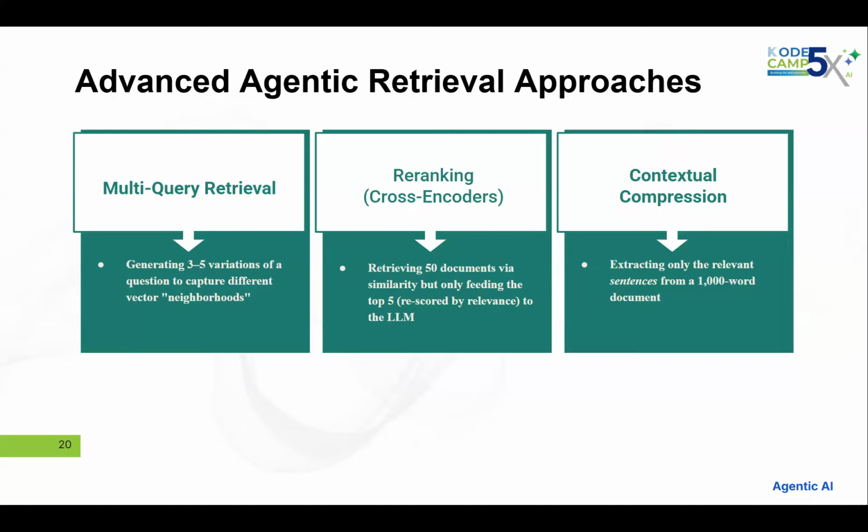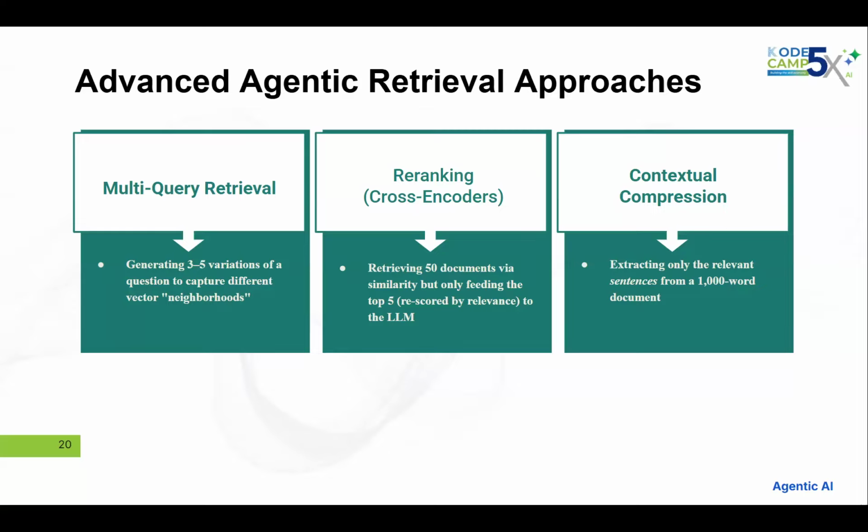Another advanced approach is re-ranking. This is by using cross encoders. Here, the agent retrieves many more documents than it really needs for answering the query, and then it ranks them and sorts them by their relevance to that query, and it picks the ones with top relevance scores, and those are the ones it uses to augment its context and then generates the response.